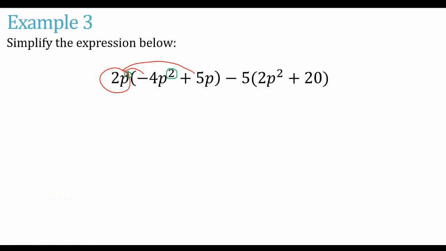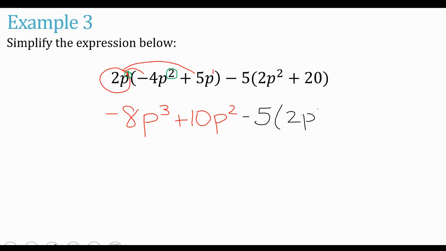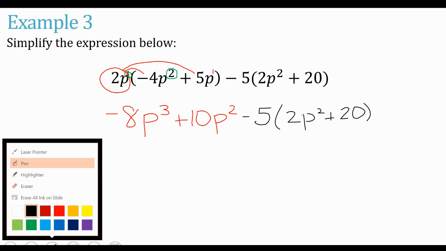2 times -4 is going to give me -8. And then I'm going to add this 1 and this 2, so that's going to give me p to the 3rd. Now I have 2p times 5p. 2 times 5 is 10, and these are both positive, so that's positive. And remember, we're going to add those exponents. 1 plus 1 gives us 2, so we get p squared. Now, I didn't do anything with that second set. For now, I'm going to just bring it down. And like I said before, the more comfortable you are with these expressions, you'll be able to do those distributions at the same time, but I just want to show you step by step.